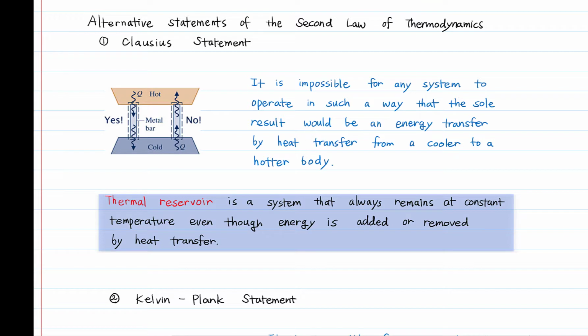First, Clausius' statement. It is impossible for any system to operate in such a way that the sole result would be an energy transfer by heat transfer from a cooler to a hotter body. In other words, heat cannot be transferred from a low temperature to a high temperature on its own. For example, a cold coffee never gets hot by extracting the thermal energy from the colder surroundings.